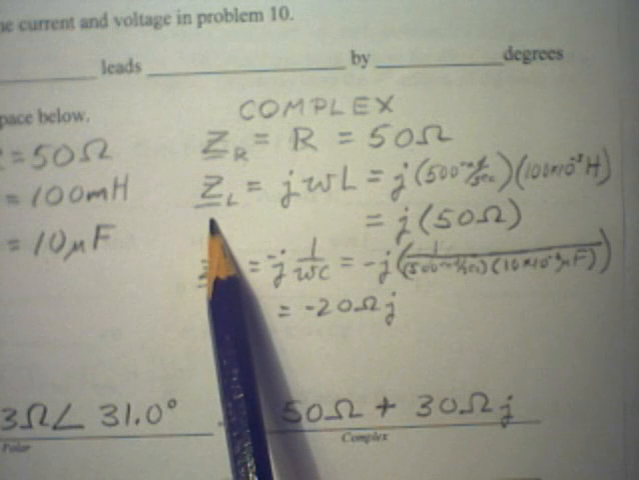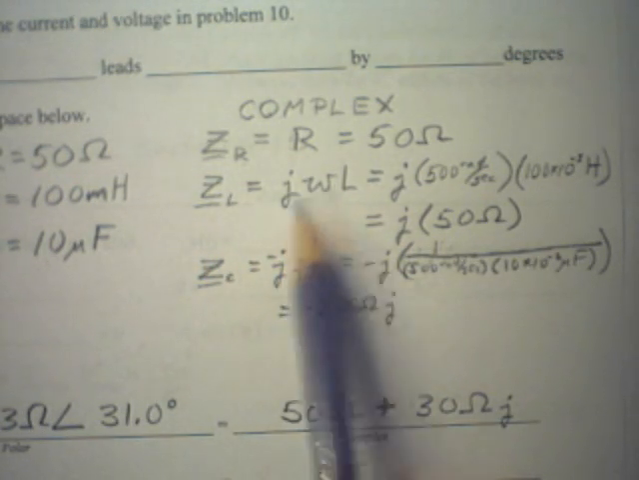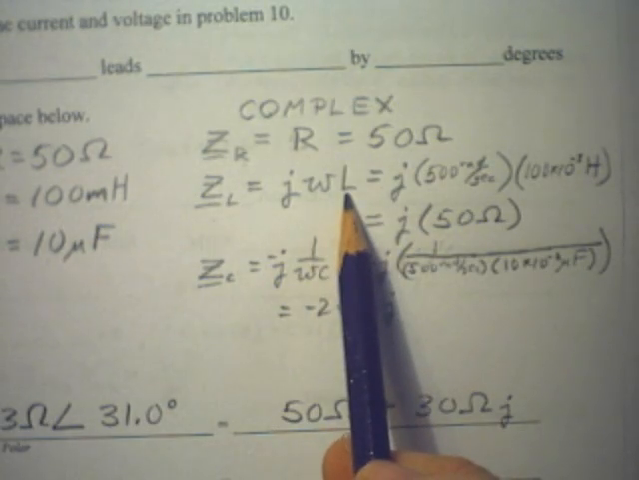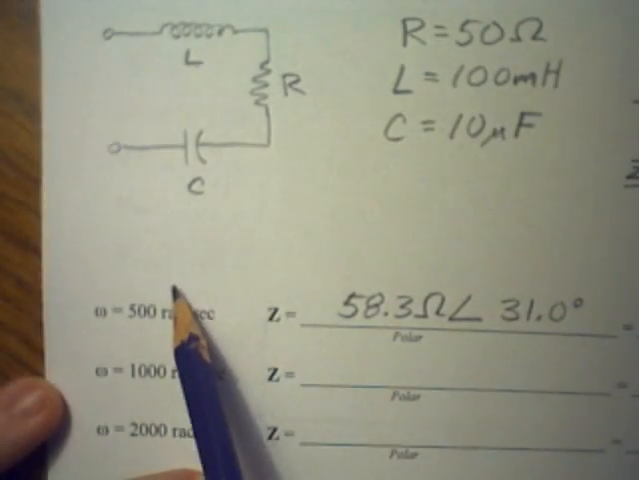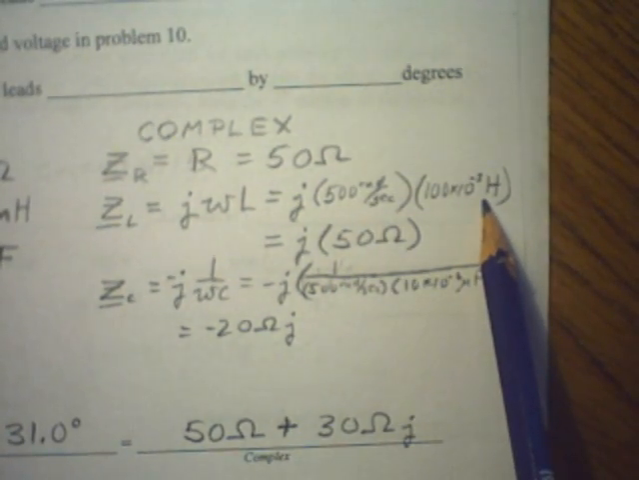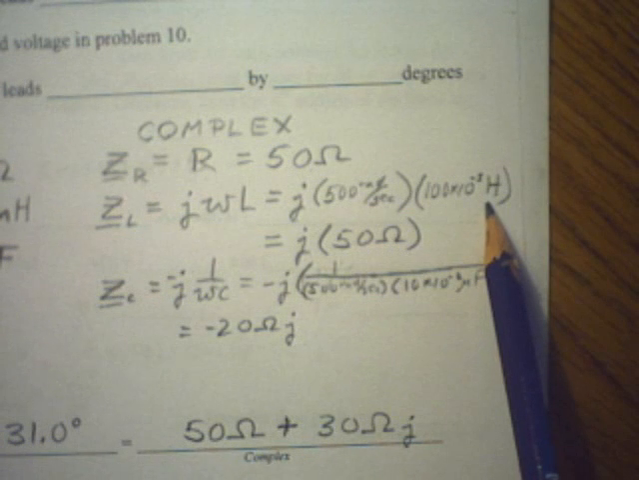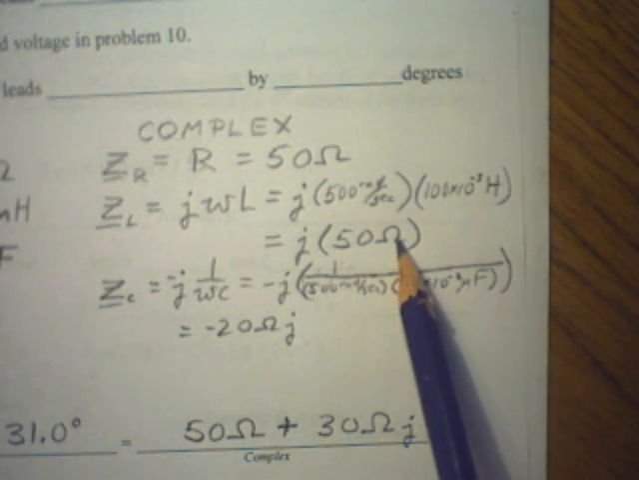The impedance of an inductor is the complex number j, that's the square root of -1, times omega L. Omega is given in the problem to be 500 radians per second. And then you want to make sure that this inductance is expressed in terms of henries, not millihenries, and I get 50 ohms for that. Double check my work on those, please.